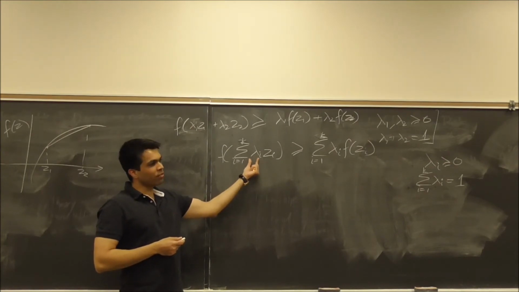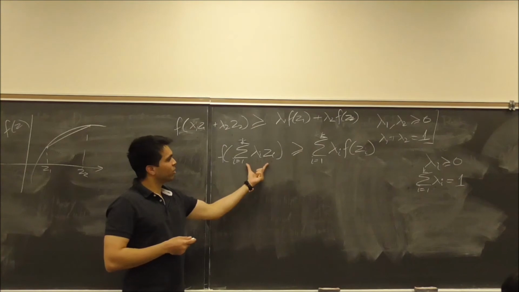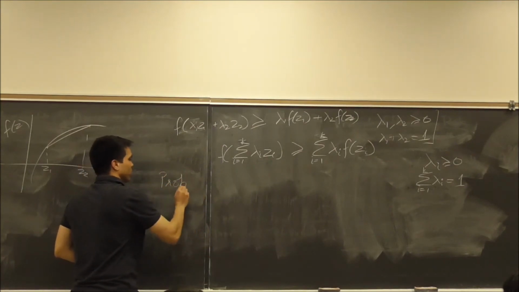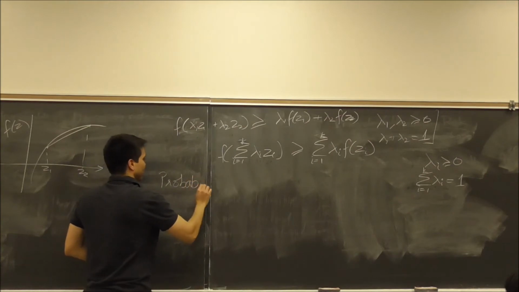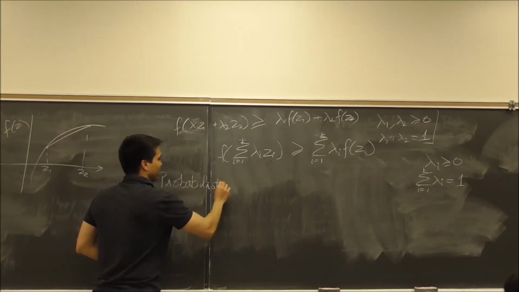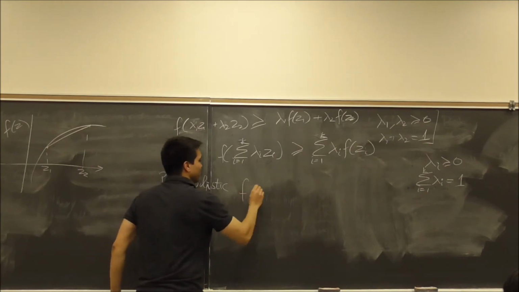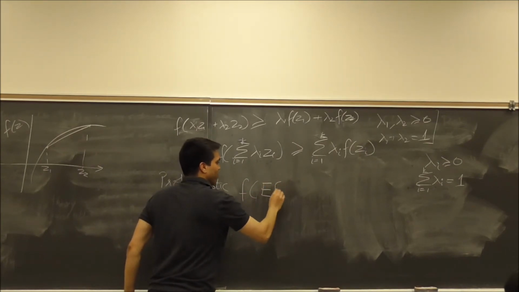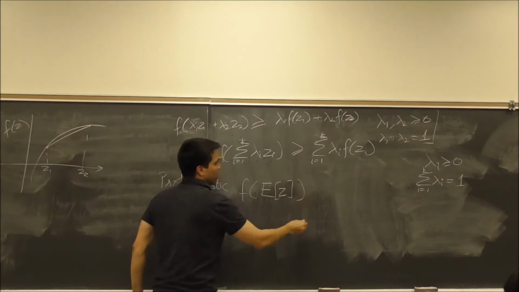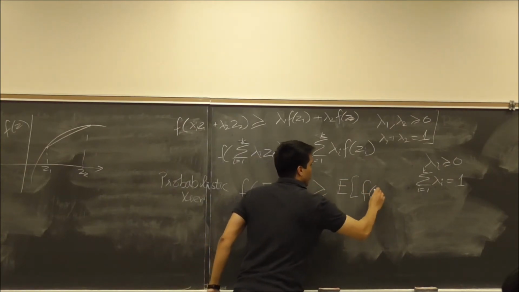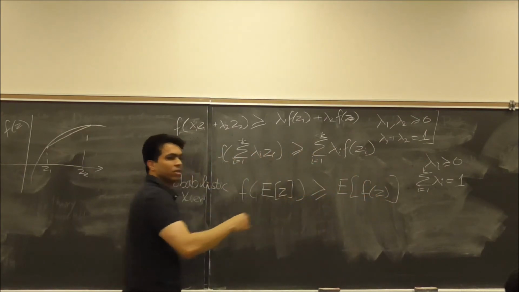This is the probability of something, this is the value z, so this is the expected value of z. So the probabilistic view is f of the expected value of z is greater than or equal to the expected value of f of z. Does that make sense?